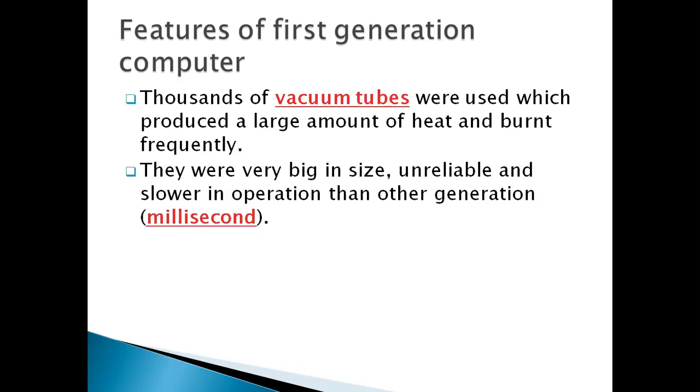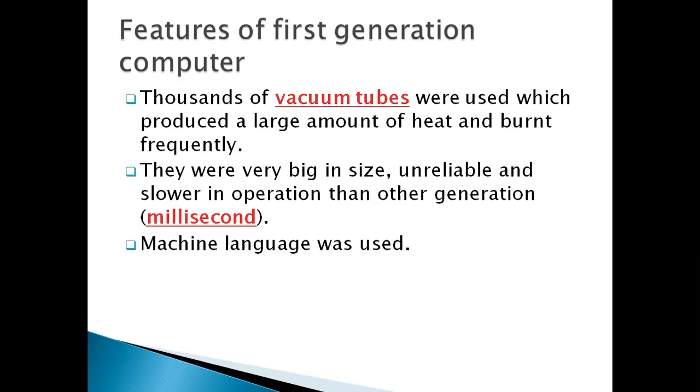Second, they were very big in size, unreliable and slower in operation than other generations. The operating speed of first generation computers was measured in milliseconds. Though the computer was developed, it was not according to the requirement. They were very slow, and because of maintenance problems, people did not rely on it. So the first generation computer was just built but was not used in common use.